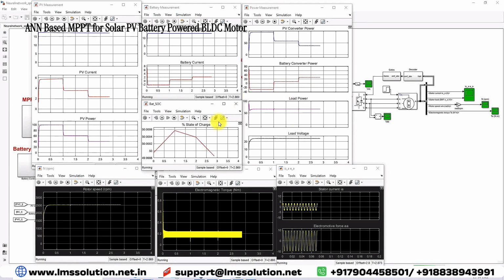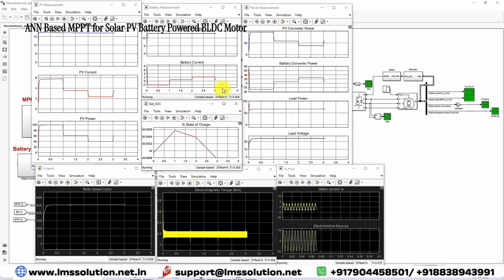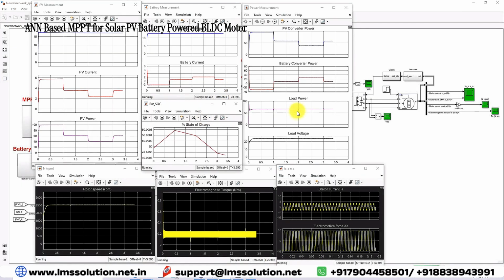That means because of the change in PV power, the battery changes from charging mode to discharging mode. Based upon the power from the PV, the battery changes its state between charging and discharging, and it is continuously supplying power to the load. That means we are continuously supplying power to the BLDC motor. So this is the working of this model.